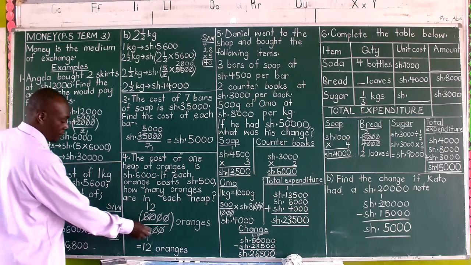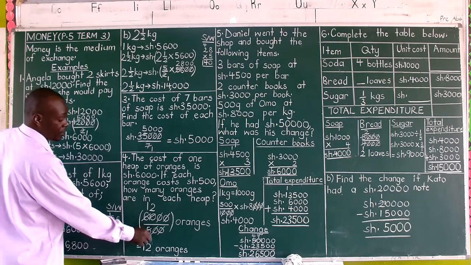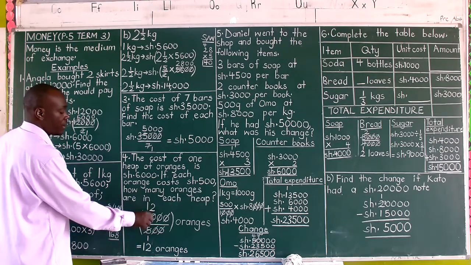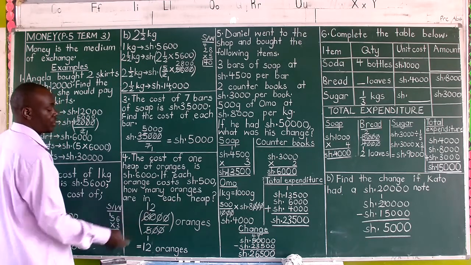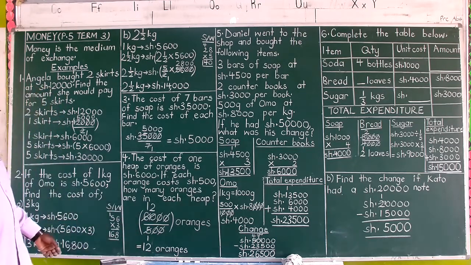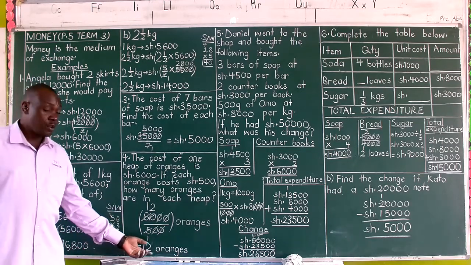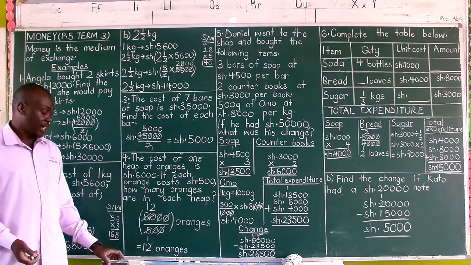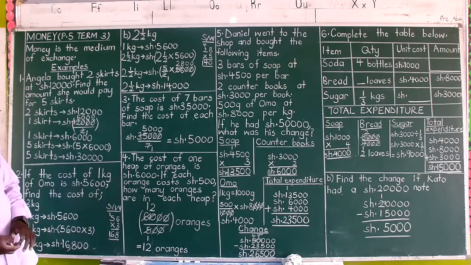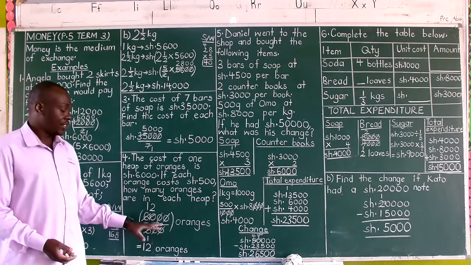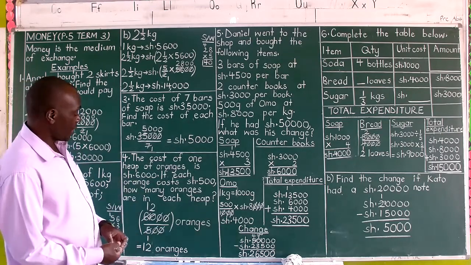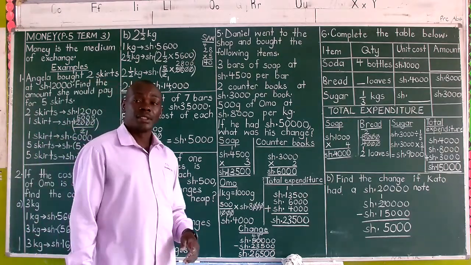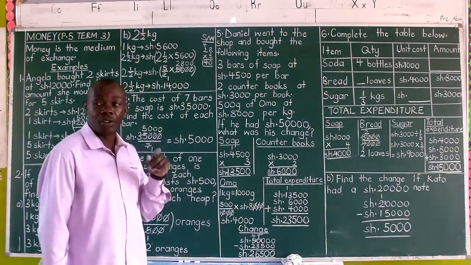Now, do we divide by 5? 5 divided by 5 is 1. 6 divided by 5, 1 remainder 1. And 10 divided by 5, you get a 2. Thereby having every heap containing 12 oranges. So it's a dozen of oranges that constitute each heap, and that is the way we find the number of oranges.